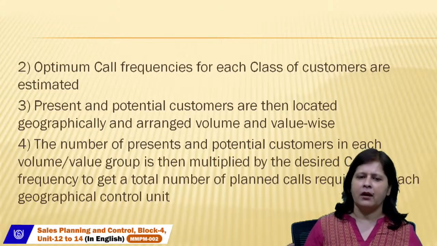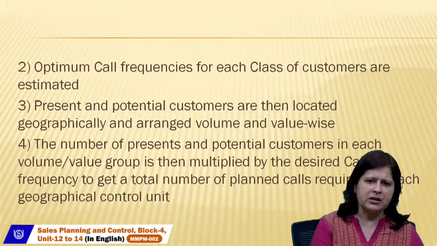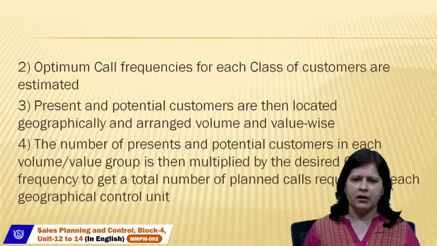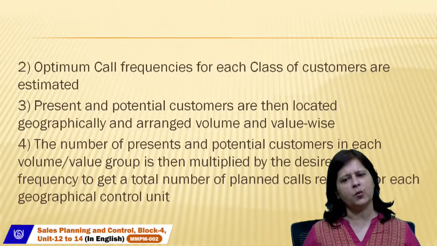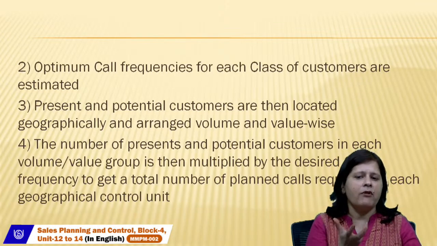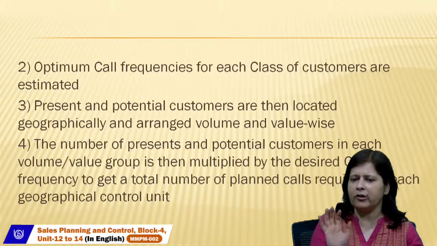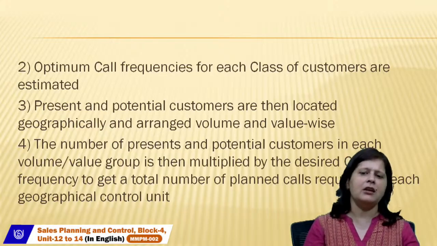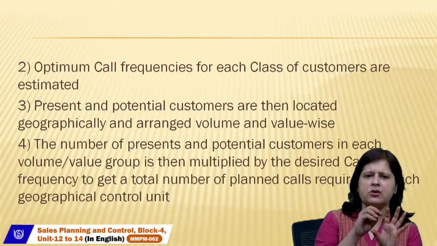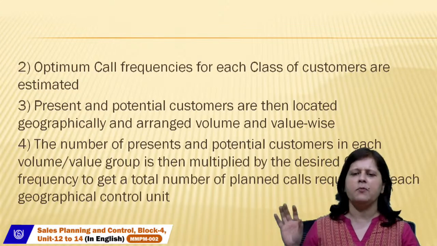Third, present and potential customers are located. What is the number of present customers as well as potential customers of that particular geographical area, arranged volume and value wise? What is the number as well as the value of those customers, that is, how valuable are those customers? Are they big customers, very valuable customers or not? Although all customers are valuable, on the basis of value we segregate the customers. So we distinguish the present and potential customers located geographically and arranged volume and value wise.